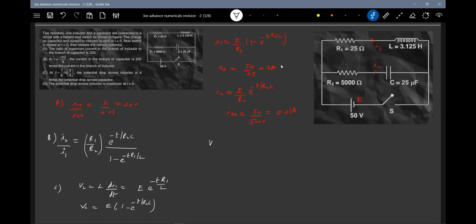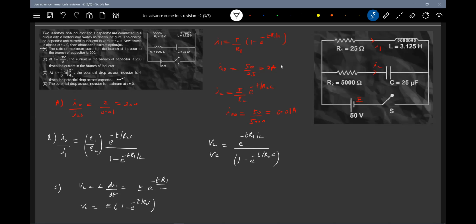The ratio of this is asking VL by VC. The E will get eliminated. E to the power of minus T R1 by L. Solving this, we have to verify. It's all about calculations. Is option C coming? Yeah, I'll pick up this.